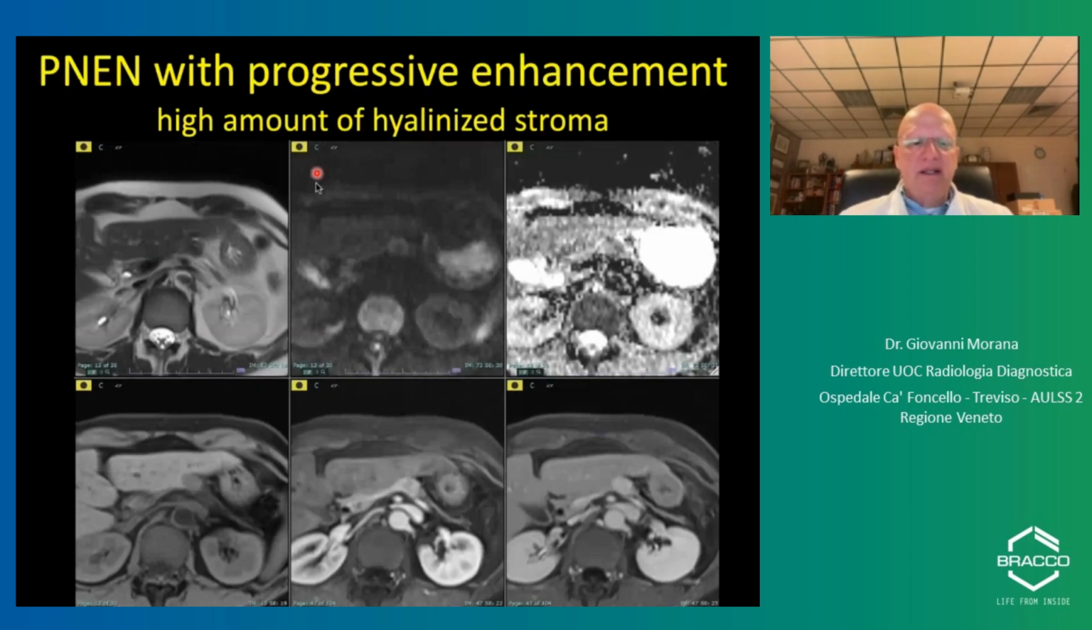Or in this case, this patient has a lesion in the body tail. The tail was completely atrophic due to the long-standing timing of these lesions, and as you can see here, this lesion shows a progressive enhancement from the arterial to the late phase, and this was a G1 PNEN.